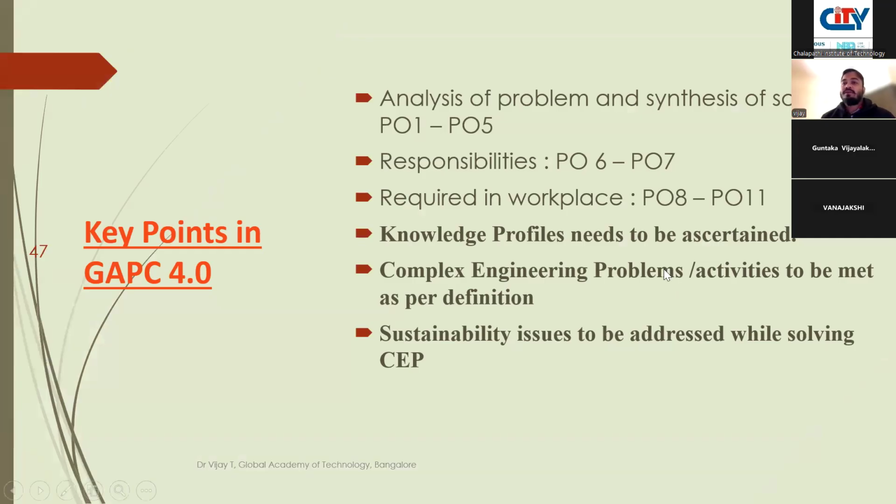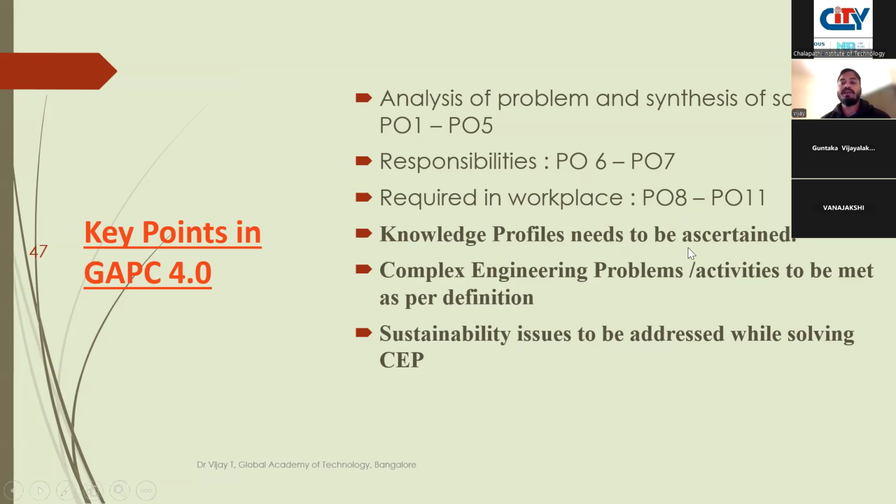So the new categories, that is GAPC 4.0, can be categorized this way. Analysis of problem and synthesis of solution in any of the program will be categorized under PO1 to PO5. Responsibilities are PO6 and PO7, and what is required in the workplace after engineering is PO8 to PO11. So from PO1 to PO11, we will be training the students, analyzing them, and calculating the attainment of each student with respect to all these aspects.